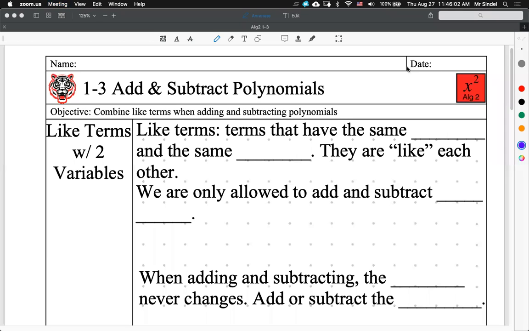All right, so we are in Algebra 2, Lesson 1-3, Add and Subtract Polynomials. Today's date is Thursday, August 27th, 8/27, 2020. Our objective today is to do what with the quiet raised hand? Jade, go for it. Combine like terms when adding and subtracting polynomials.